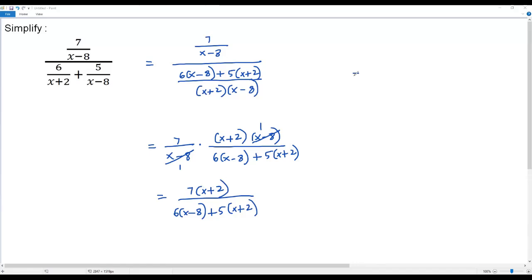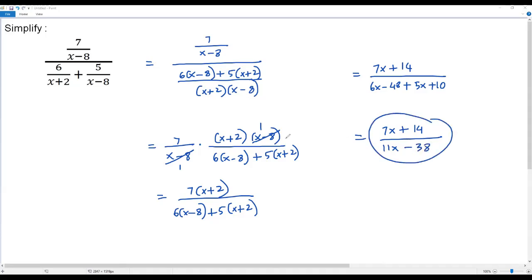When I do so, I'm getting 7x positive 14. In the denominator, I can distribute this 6 to x and negative 8, then I'm getting 6x negative 48. And here I can distribute this positive 5 to this x and 2, then I'm getting positive 5x positive 10. So 7x positive 14 over, when I combine this 6x and 5x, I'm getting 11x. When I combine this negative 48 and positive 10, I'm getting negative 38. So this is the simplification of the given complex fraction.